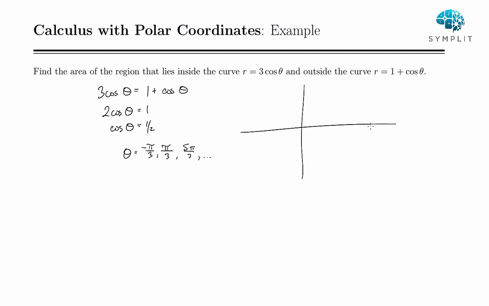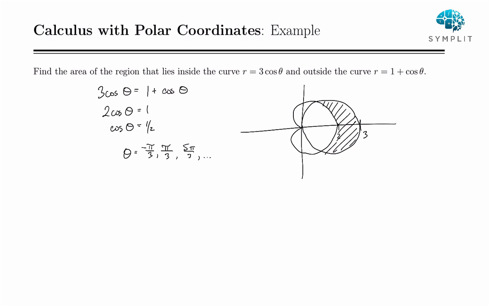So we should be able to graph these. r equals 3 cosine theta, that's a circle. That comes around there, it comes out to 3. r equals 1 plus cosine theta, it comes out to 2. And comes around and then does something like that. Okay, so it's inside the circle but outside that cardioid. So we're looking at this region here. So it's pretty clear we're going from negative pi over 3 to positive pi over 3.